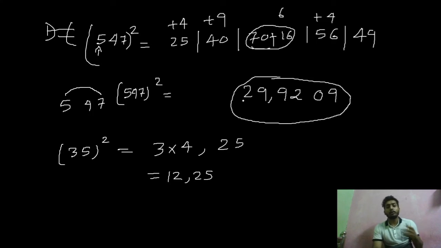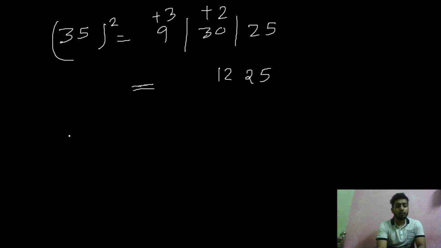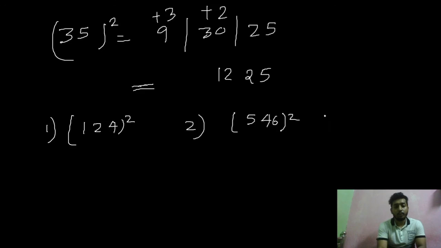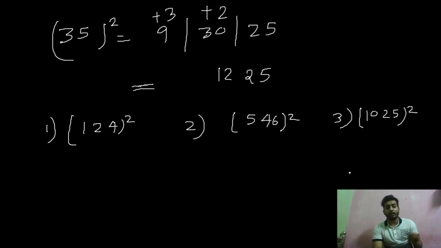So if you don't want to remember any formulas for square numbers, then we can use the duplex method to find the square of any certain numbers. You can try to find the square of those numbers: number 1, 124 square, number 2, 546 square, number 3, 1025 square, using the duplex method. Try to find, using the duplex method, the square of this type of numbers.